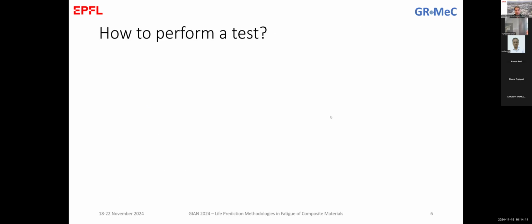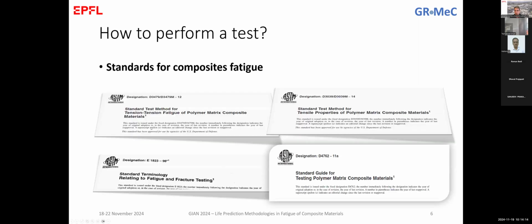So how to perform a test? As we said before, there are standards. You suggested that there are standards, and there are a lot of standards for composites nowadays. Here I'm referring to ASTM standards to avoid additional complexity, but there are also other standards. Now, most people also work with ISO standards, the international standards that are similar to these ASTM standards. There is already even a standard. You see here this last one on the bottom right. That is the standard guide for testing.